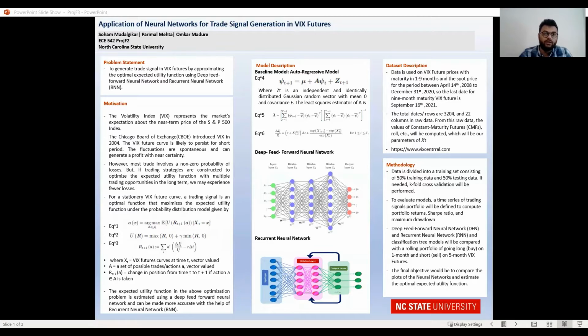While dividing the dataset, we use 50% for training and 50% for testing the model. As we are considering a very large scale of data points, to prevent overfitting of the model, and also considering the number of trade opportunities, we choose a 50:50 ratio. Evaluation of models will be done based on portfolio return, Sharpe ratio, and maximum drawdown, which will be computed by defining a time series portfolio. We are comparing all three models based on the rolling portfolio going short on 1 month and long on 5 months period on VX futures. The final objective would be to estimate optimal expected utility function and create trade signals for VX futures, which will be evaluated based on parameters mentioned previously.